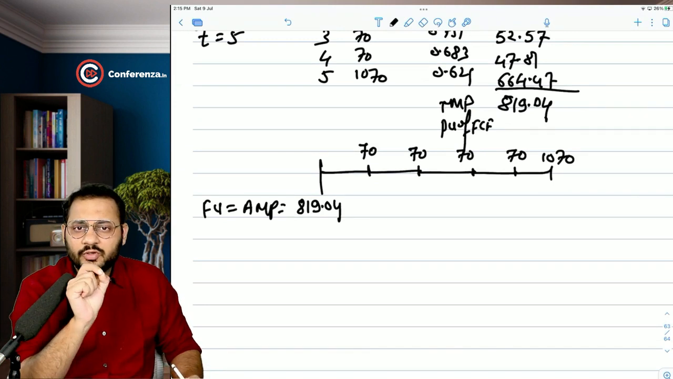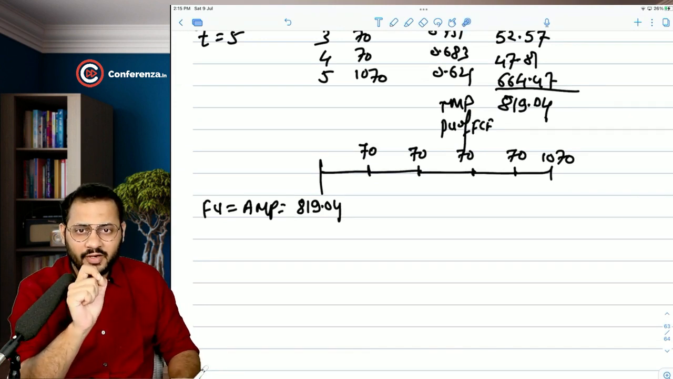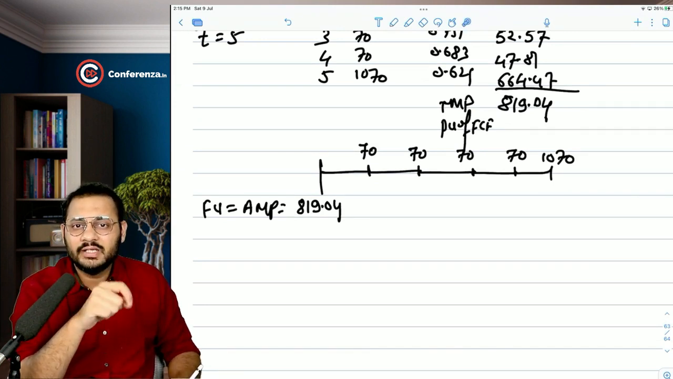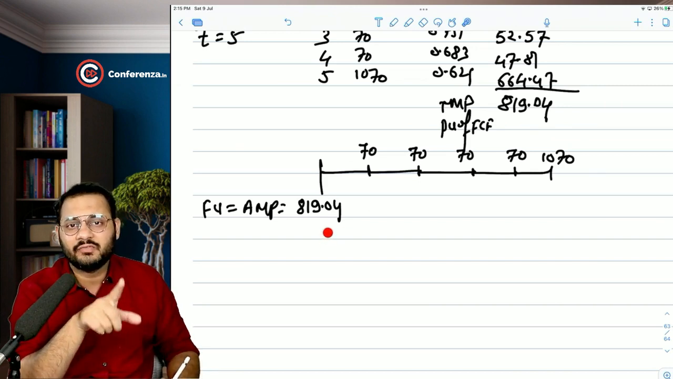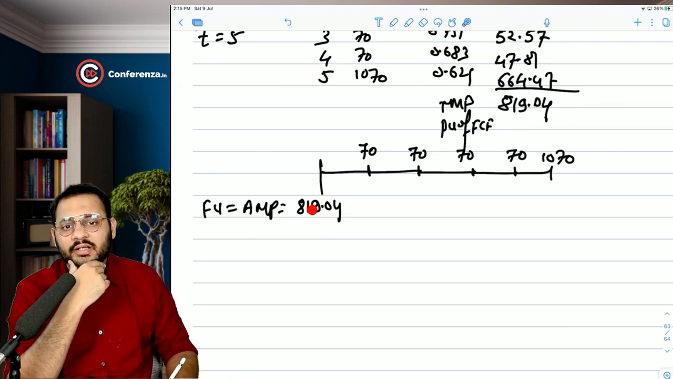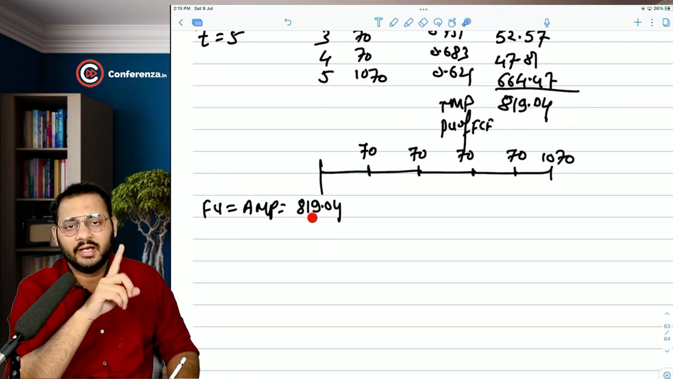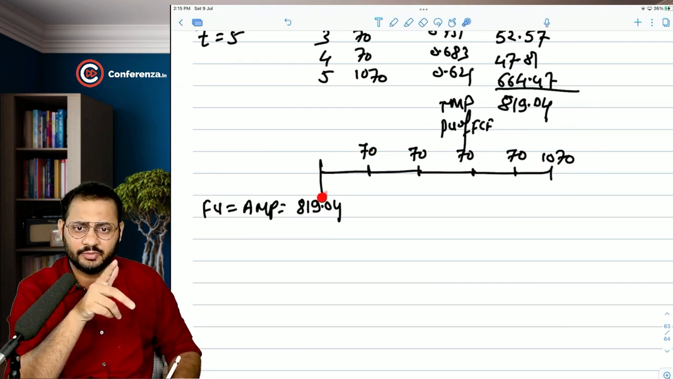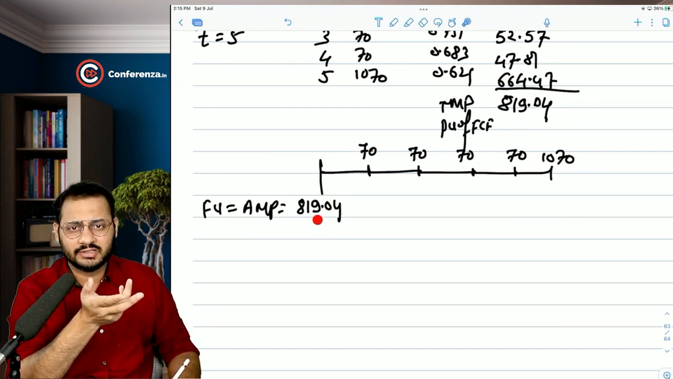The concept of duration is you need to find out in how many years, in how much time, this present value is recovered. This amount that you paid is recovered. So 819.04 is recovered with these cash flows. Are you sure about it? Yes, sir, because we calculated this amount based on these cash flows only.